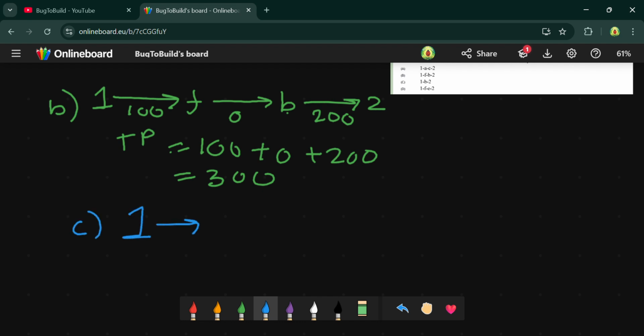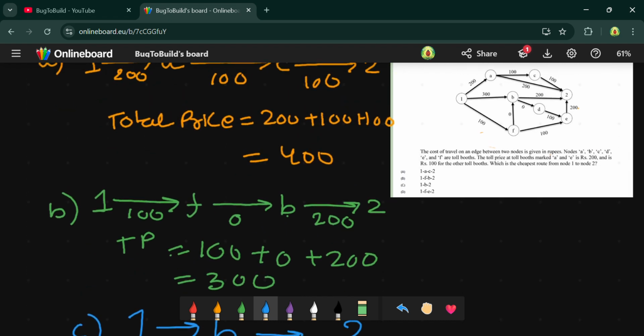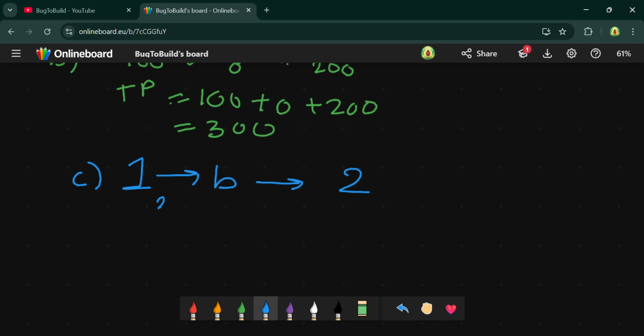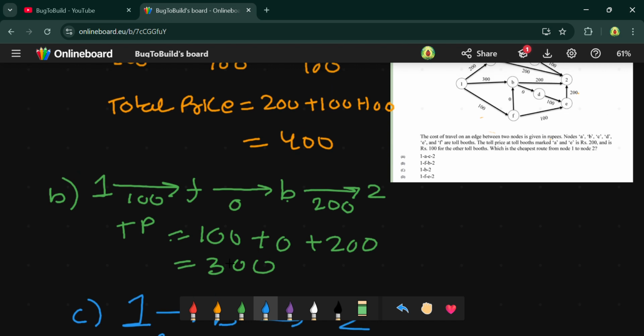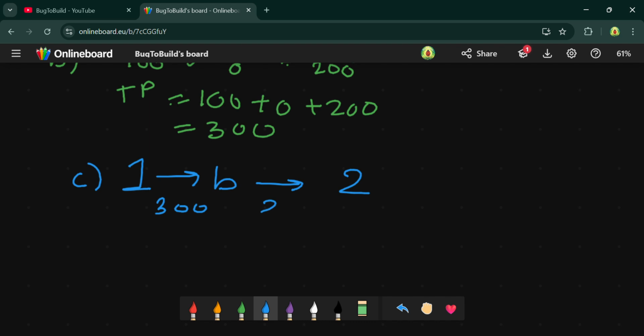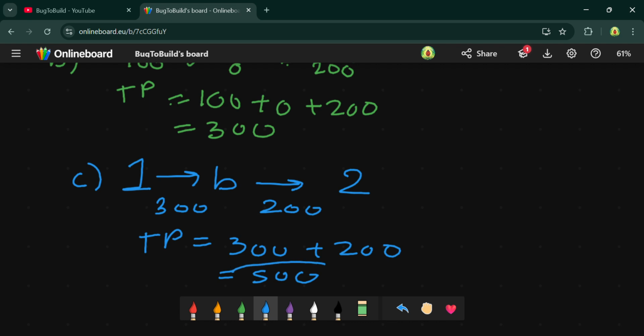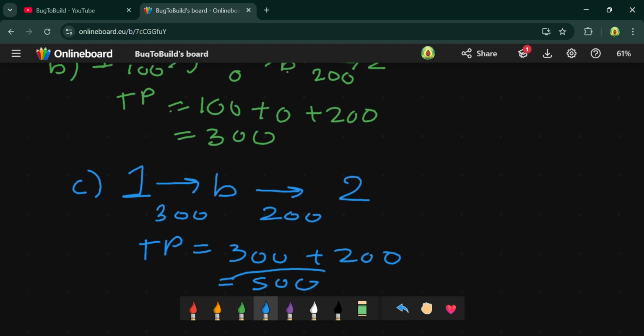Now we have to check option C also, which is 1, B and 2. From 1 to B the price is 300, and from B to 2 the price is 200. After finding the total price, it will be 300 plus 200, which is 500. So this is the price of C.